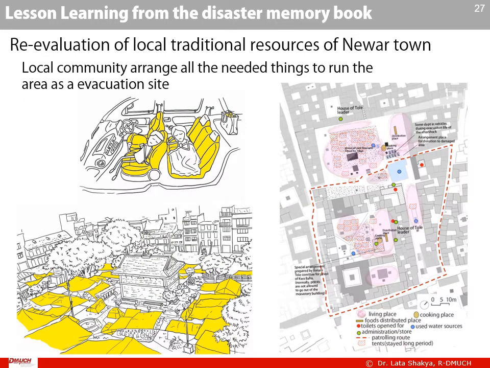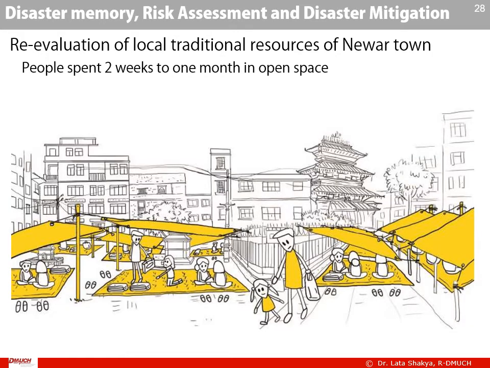The toll committee of each courtyard arranged a staying place for each household and managed all things as evacuation centers, such as food, water, and toilets, for more than 2 weeks. Some people who were unable to arrange a new living place spent more than 1 month in open space.